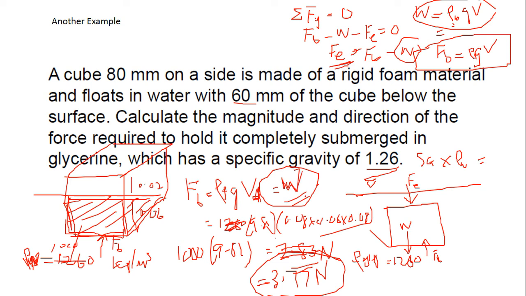So when you get this value, now you can settle your earlier question. Who did this? Aziz. Okay, Aziz, you already found your FB using rho g V, the rho of the fluid times g times V, the total volume of this object because it's fully immersed. You get this value, minus W, and you get your FE. W here is 3.77. So what's your value for FE then?